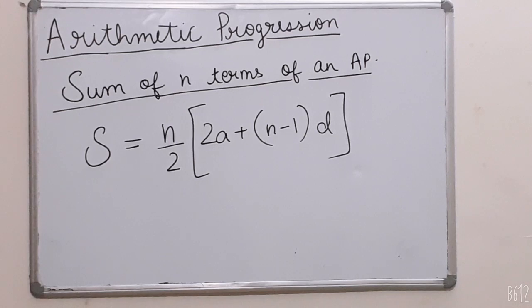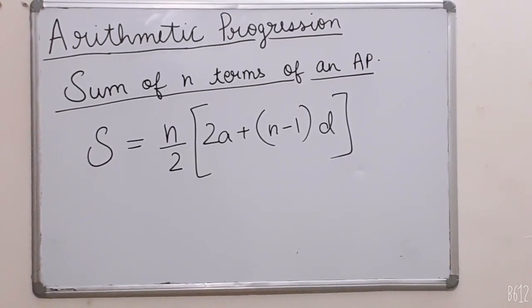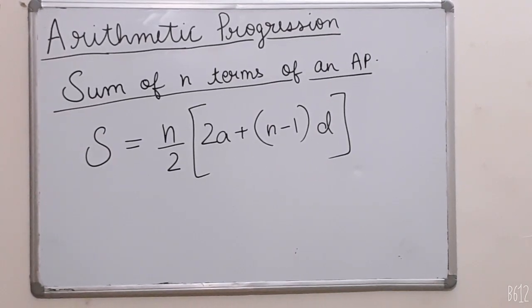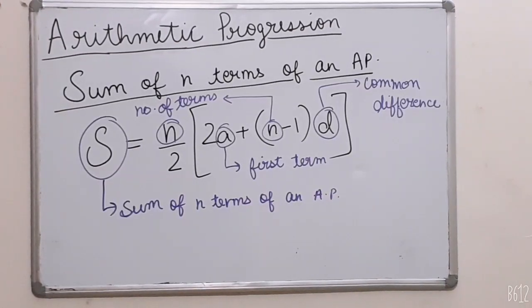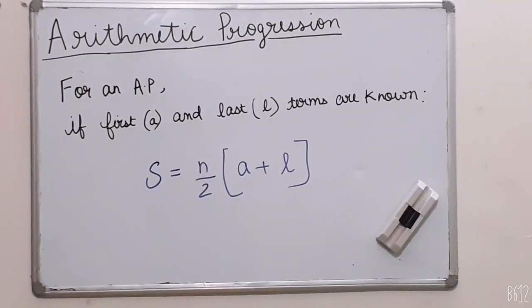As you can see the formula on the board, we have the formula S is equal to n by 2 in bracket 2a plus (n minus 1)d. So S is the sum of n terms of an AP, n is the number of terms, a is the first term and d is the common difference. For an AP, if first and last terms are known, then S is equal to n by 2 in bracket a plus l. Here the last term is denoted by l and the first term obviously a.